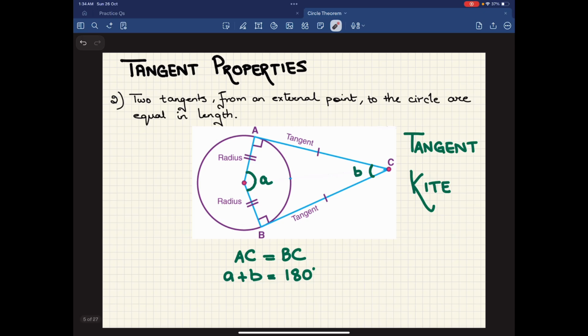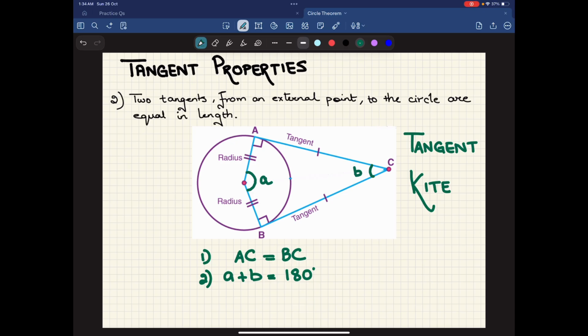Since these two angles are each 90, 90 plus 90 is 180. So this angle, let's call it A, and the opposite interior angle, let's call it B, should add up to 180 as well. This is the second property that we can derive from a tangent guide. The first one is that AC is equal to BC, and the second one is that angle A plus angle B is equal to 180 degrees.